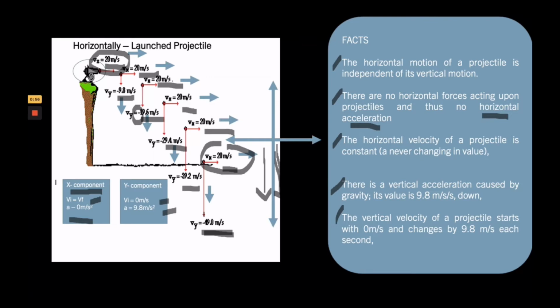So again, let's review. For the x component, initial velocity is equal to final velocity, and the acceleration for the x component is 0 meters per second squared, while for the y component, our initial velocity is 0 meters per second, and our acceleration is 9.8 meters per second squared. Now, take note that these variables are constant regardless if they are given or not given in the problem.